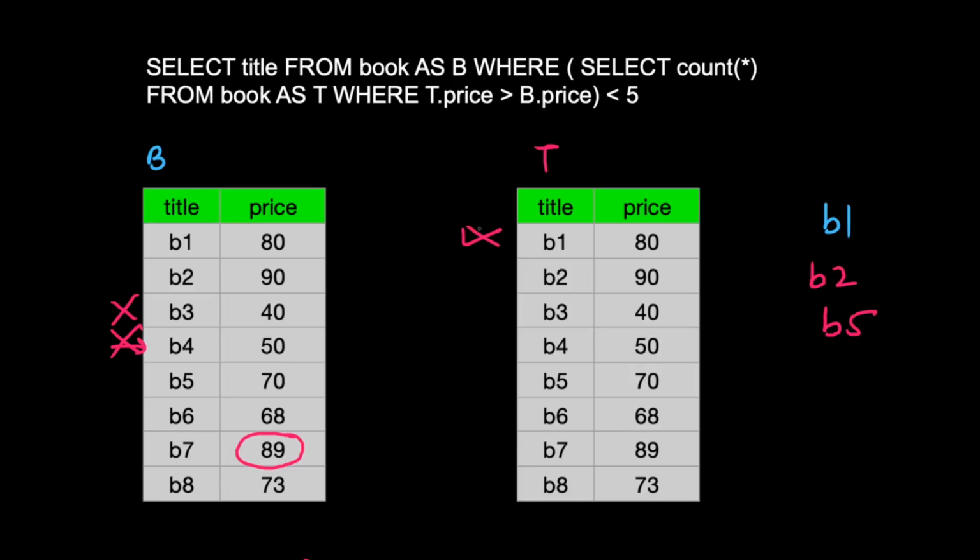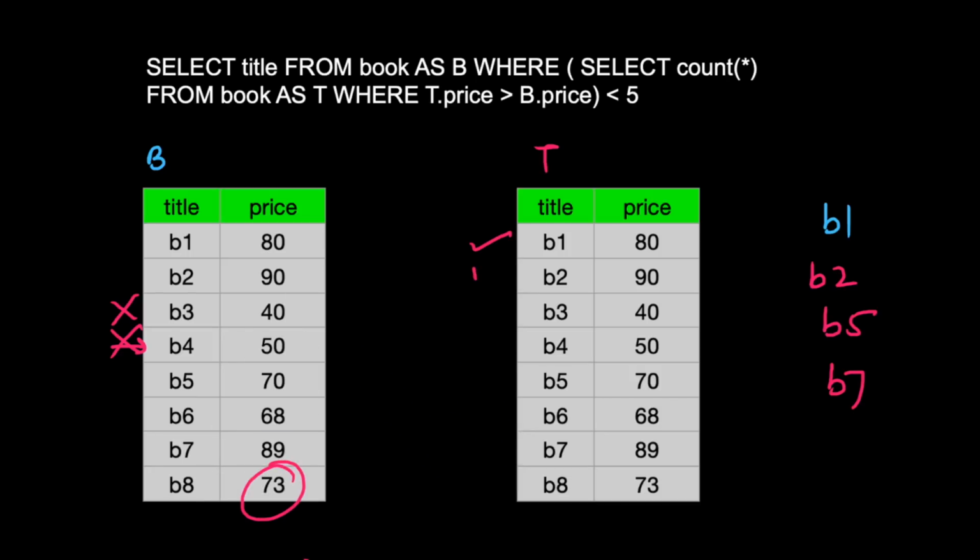80 greater? Sorry, no. It is not greater. 90 greater? Yes. 40 greater? No. 50 greater? No. 70 no. 89 no. 73 no. What is the count? 1. 1 is less than 5. That means B7 is in the result. Right. Now let's consider the next one. Next 73.